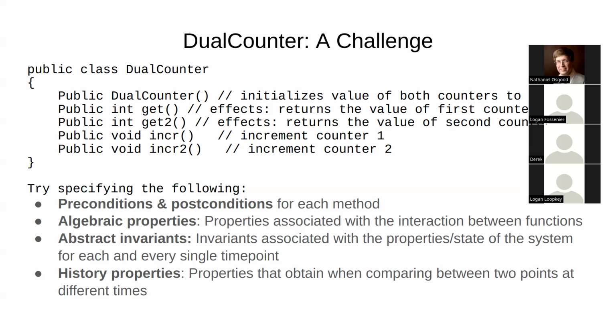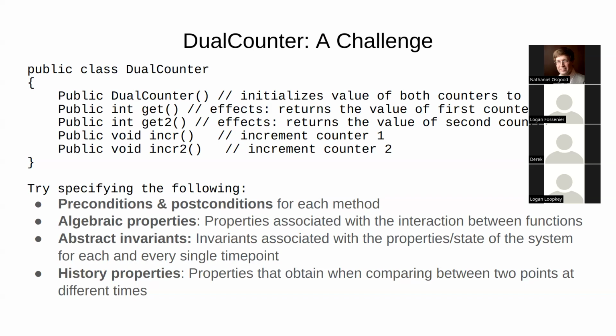What else does get not change? It doesn't change the other counter's value either, right? So if I do get twice, I get the same value as doing it once. But not only that, get2 hasn't changed its value as a result, right? And the same thing is true, mutatis mutandis, for get2. Tyler, did you have your hand up? It's the same thing, yeah.